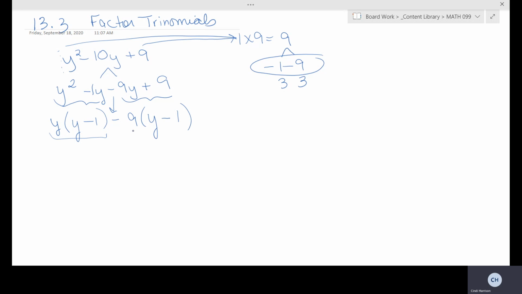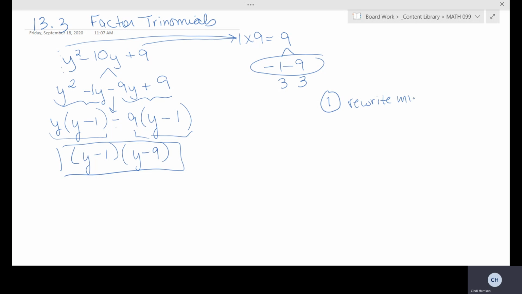I have something minus something. Both of those somethings had the GCF y minus 1. And if I pull that out, that leaves y minus 9. So this is my answer. And you can FOIL it out to be sure that it works. So again, the steps there are to rewrite that middle term using the steps that we talked about here, and then factor by grouping.